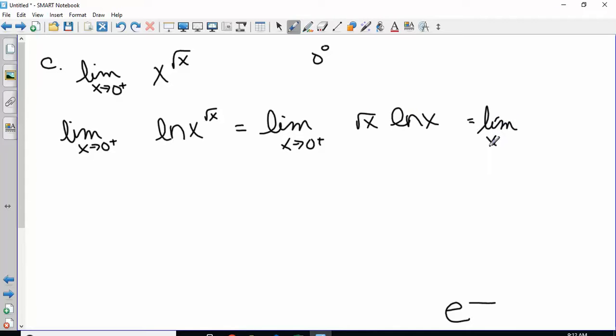Then we can do it like the previous problem, where we turn it into a quotient. So we have the natural log of x over 1 over the square root of x, or you could write it as x to the negative 1/2. So this is currently infinity over infinity. That's an indeterminate form. It's now ready to do L'Hopital's.